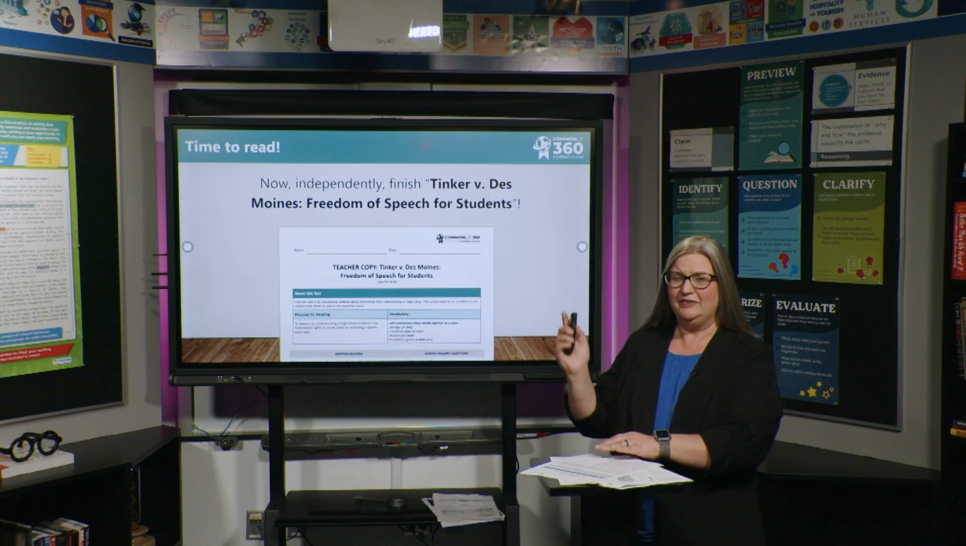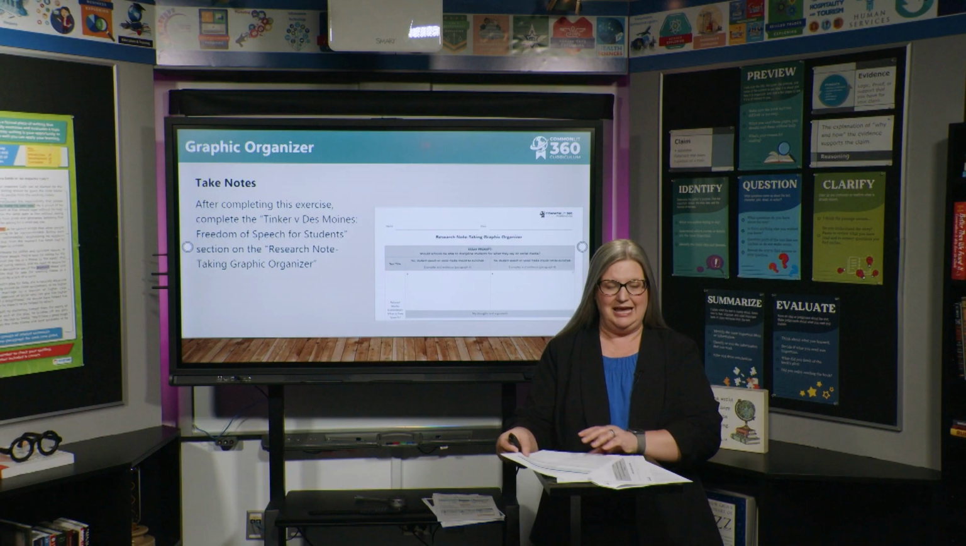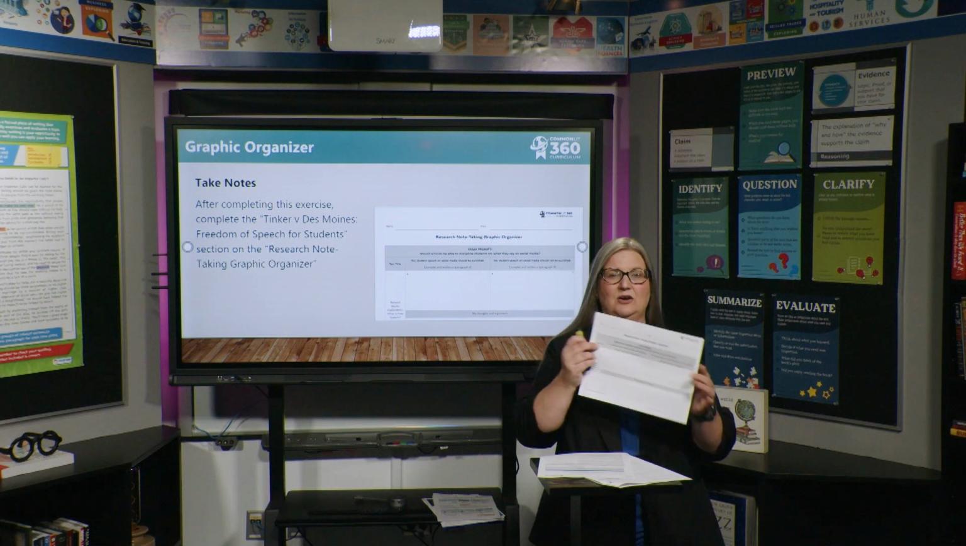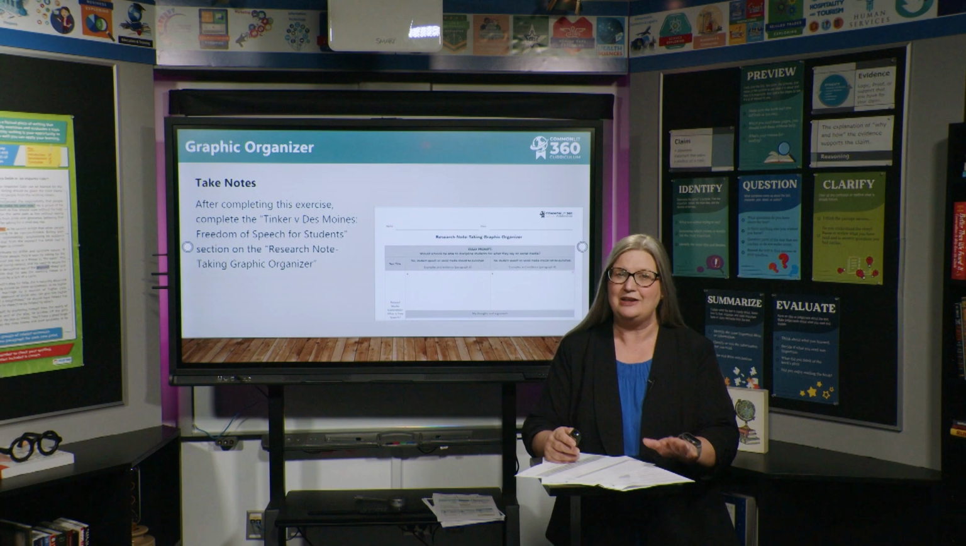So you finished reading, or you should have finished reading, Tinker versus Des Moines, freedom of speech. At the back of that packet are some independent practice questions. There are 4 questions. Go ahead and answer those now. And then I want you to take that research note graphic organizer and fill it out with your research notes for this unit. And then once you finish those 2 activities, all of that you're going to do independently. Today is not a group or partner day.